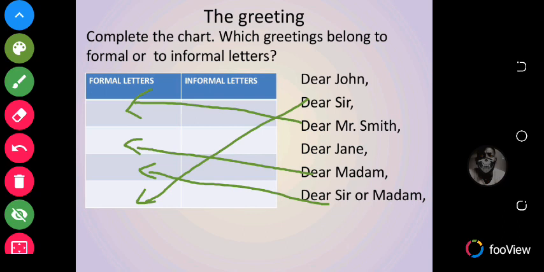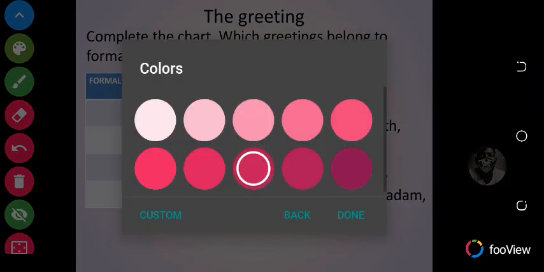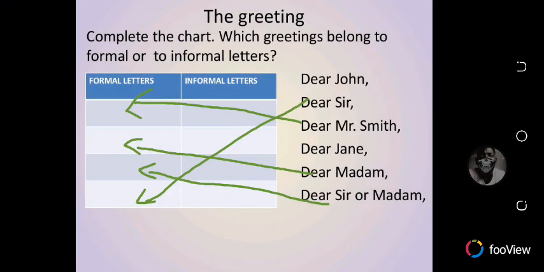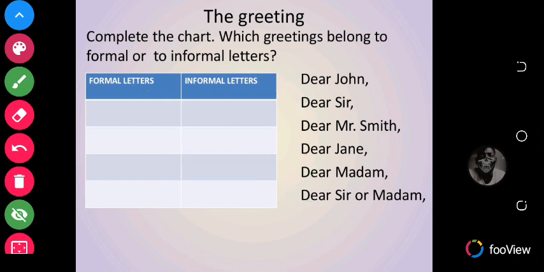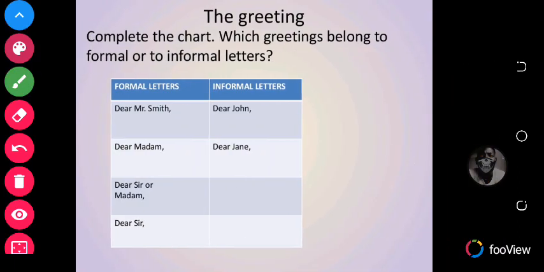But then for informal letters, you realize that it has to do with something like dear John, dear Jane, and yes. So basically these two. That's for informal letters. So that's what we have here, like what we discussed.